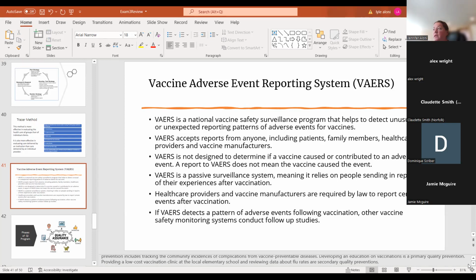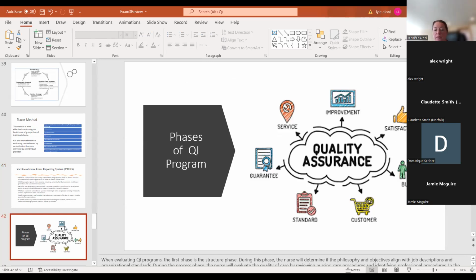Okay, so we have primary, secondary, and tertiary. Tertiary is going to be that group that looks at what happens after the vaccines. Primary, we're going to be looking at education. And our secondary, we're going to be giving vaccines to them. Any questions about that?